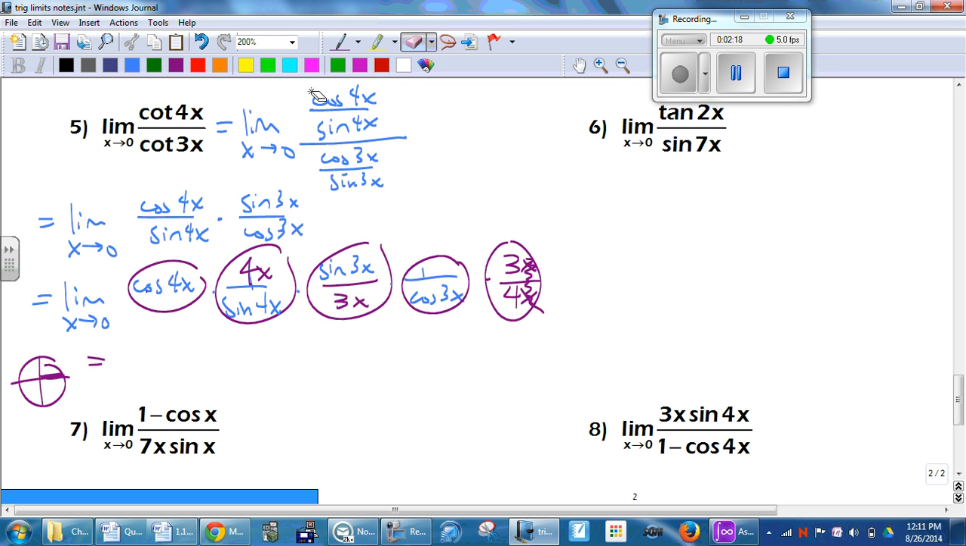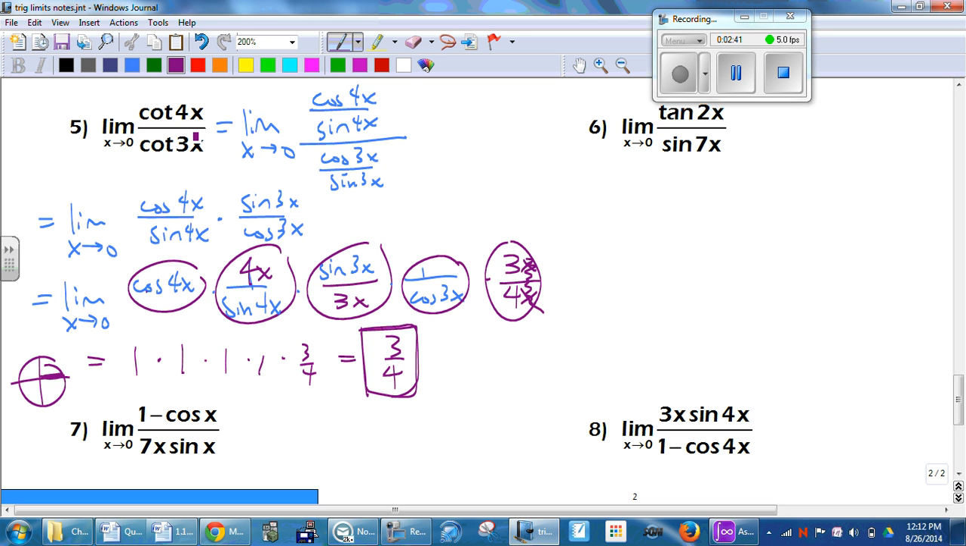We're going to evaluate limit as x approaches 0 of cosine of 4x, we already said was 1. Limit of this is 1. Limit of this one is 1. Limit of this one is also 1. And then our last one here is 3/4. So the overall limit, we'll multiply all those together, is 3/4.